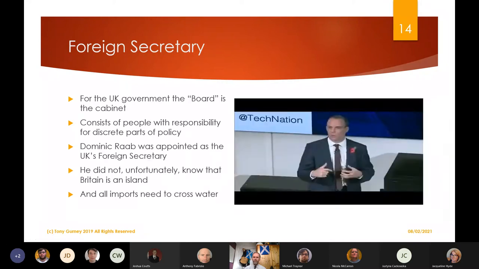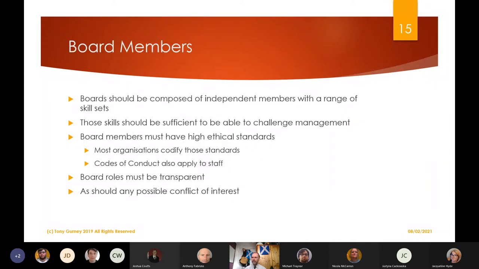So board members need to have skill, they need to be independent, and there should be a range of skills. Clearly not everybody can be an expert in everything. But when you create a board, you want people with a range of skills so that everybody knows about something. So as a board, you know about everything. So your Community Development Trust wants people on there who know about IT or HR or finance or whatever it happens to be.